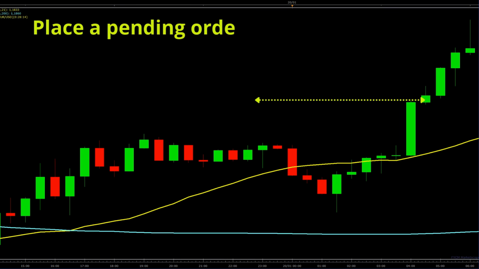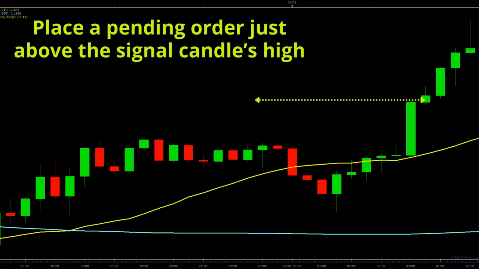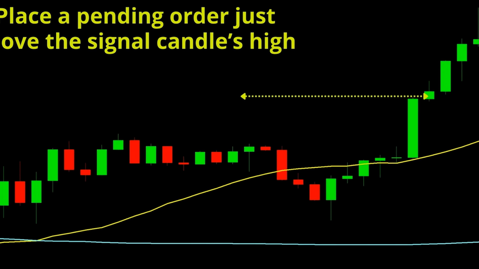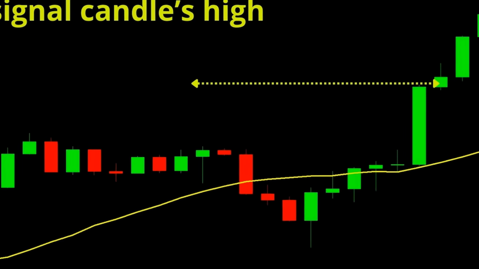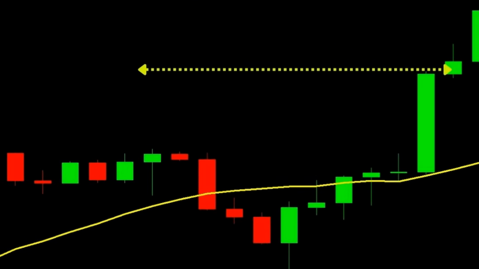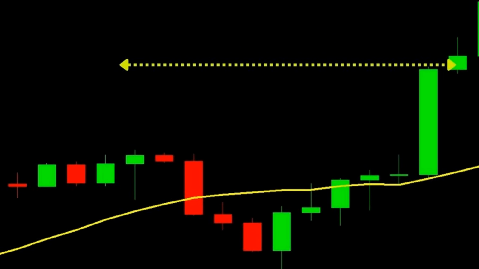With our signal confirmed, we place the buy stop order slightly above the breakout candle. We don't chase the price. We let the market come to us and trigger the entry only when the upward momentum is proven.